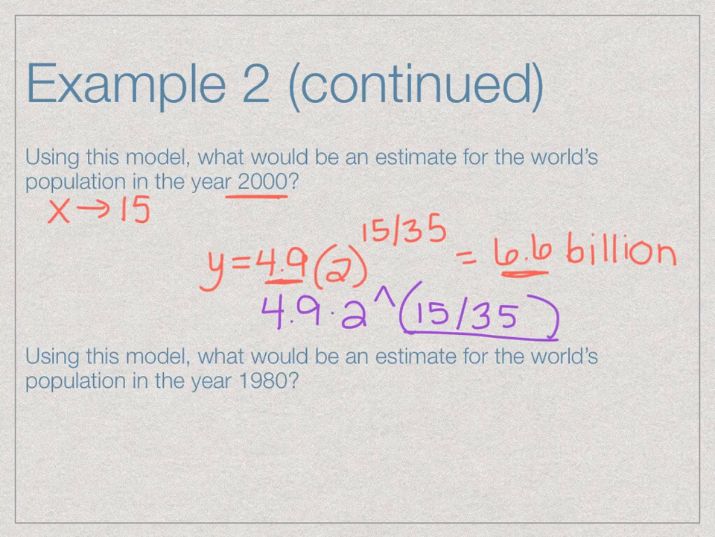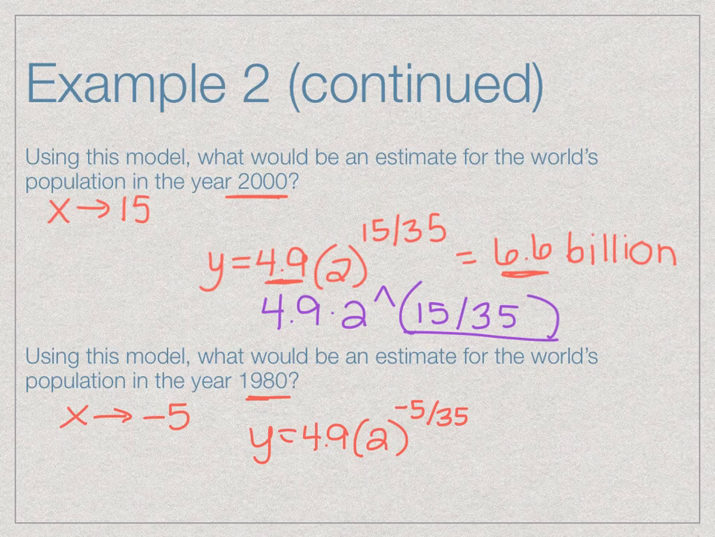Okay, so something similar here in this next one. What would be the population in the year 1980? Now think about this for a second. If we started in 1985, how do we get back to 1980? Well, I would make my x value a -5. Okay, that's how you would get back to 1980. So I would say y equals 4.9 times 2 to the power of -5 over 35.